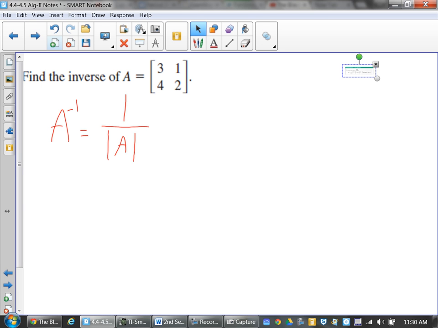Would you like to do this with 3 by 3 matrices? I haven't decided yet. 3 times 2 is 6, minus 4. So the determinant is 2. So the inverse of A here is going to equal 1/2.